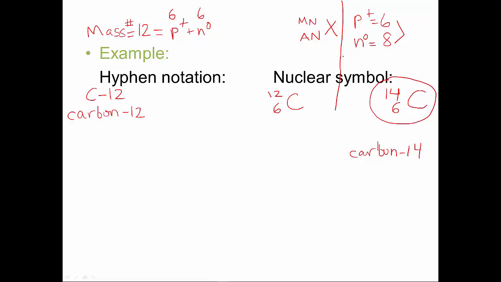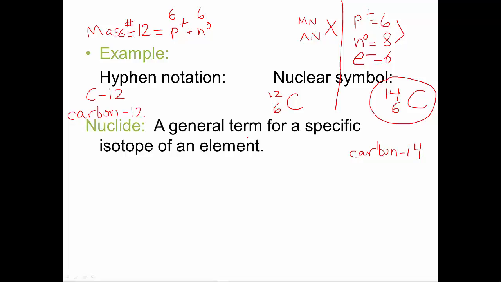One thing I'm leaving out here too is the number of electrons. In a neutral atom, the number of protons and electrons are the same. So there would be 6 electrons there. Another term here is nuclide. Nuclide is a general term for a specific isotope of an element. I don't use it too much in class, so I wouldn't worry too heavily about it.